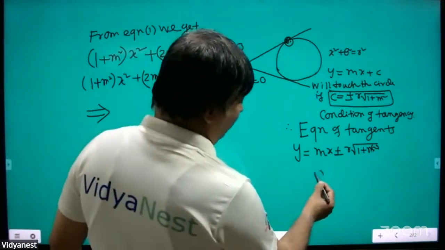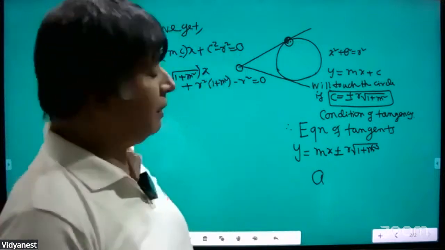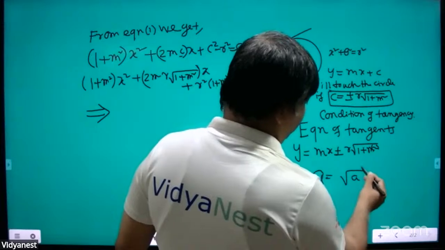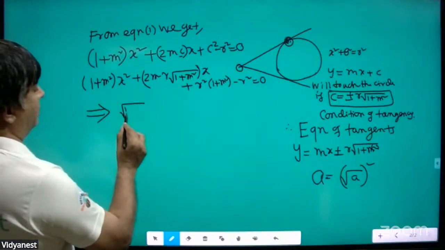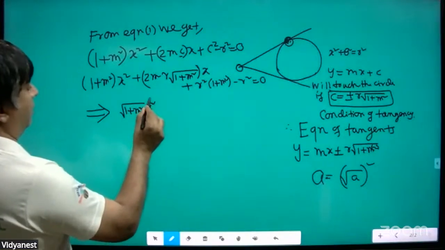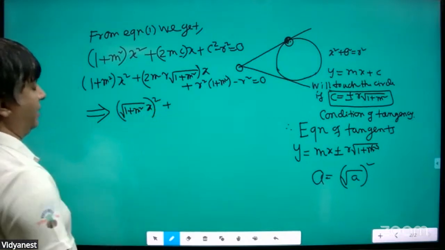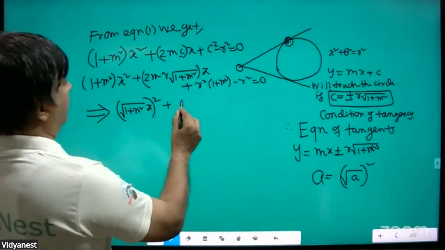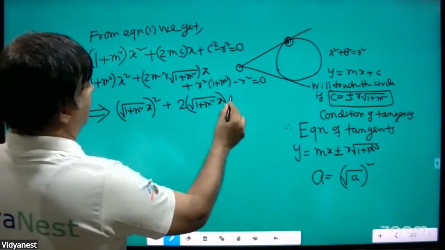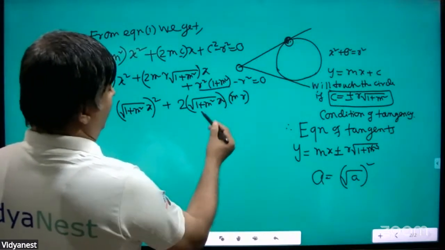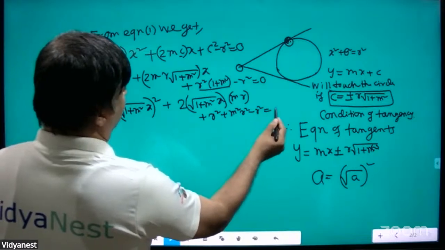Why? Suppose something does not look like a perfect square. Can you write it in perfect square form? Yes, is root a whole square or not? So 1 plus m squared can be written as root m square x whole square plus 2 root 1 plus m square x into mr. Remove this bracket. r square, m square r square minus r square.